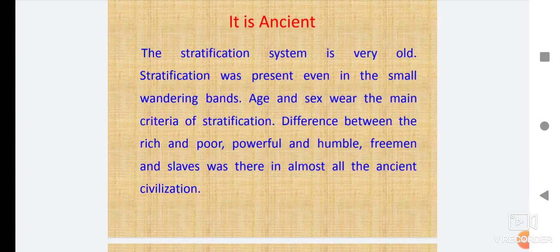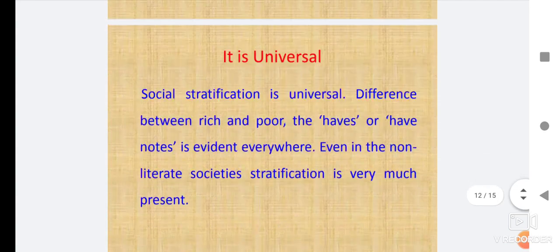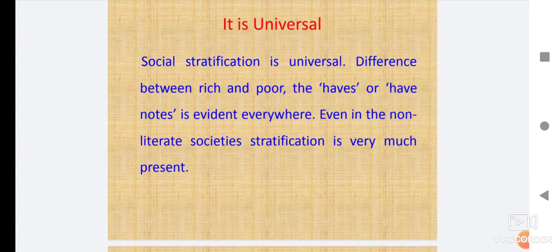It is ancient. The stratification system is very old. Stratification was present even in the small wandering bands. Age and sex were the main criteria of stratification. Difference between the rich and poor, powerful and humble, freemen and slaves was there in almost all the ancient civilizations. It is universal. Social stratification is universal.